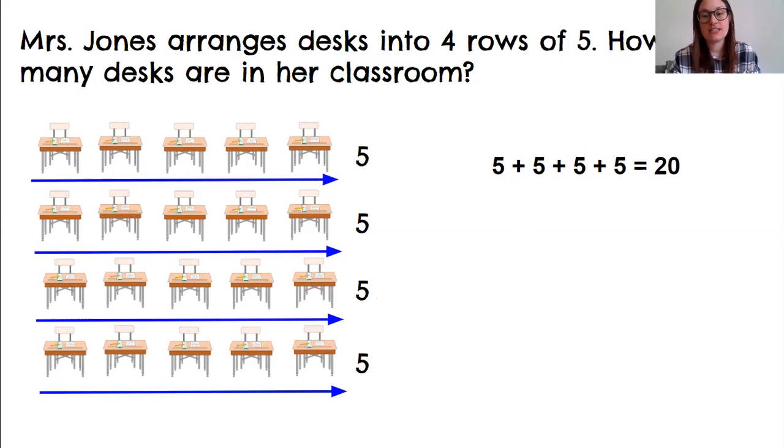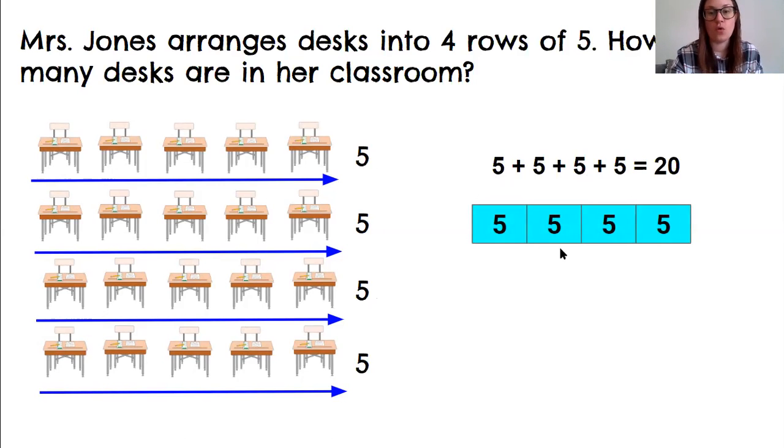So if I wanted to make a tape diagram, I would have 4 boxes to represent my 4 rows, and the number 5 in each box to represent how many desks are in each row. Tap your head if that makes sense. I hope it does. We're going to move on and look at this problem a little bit differently now.